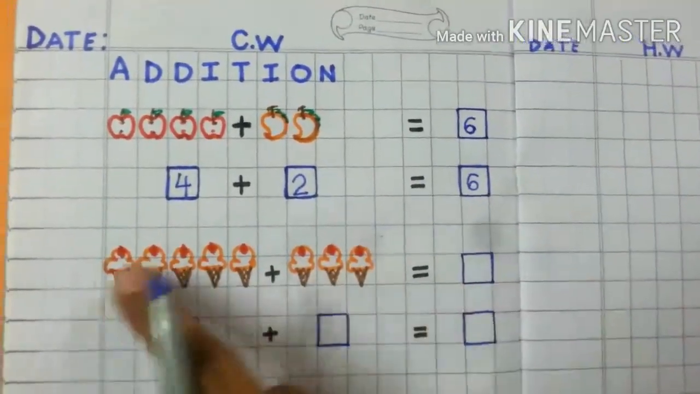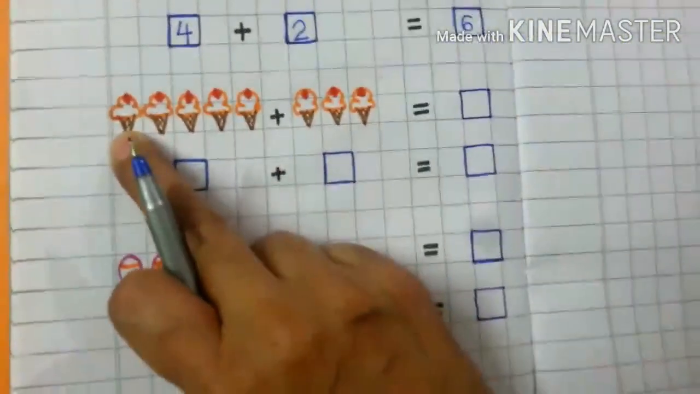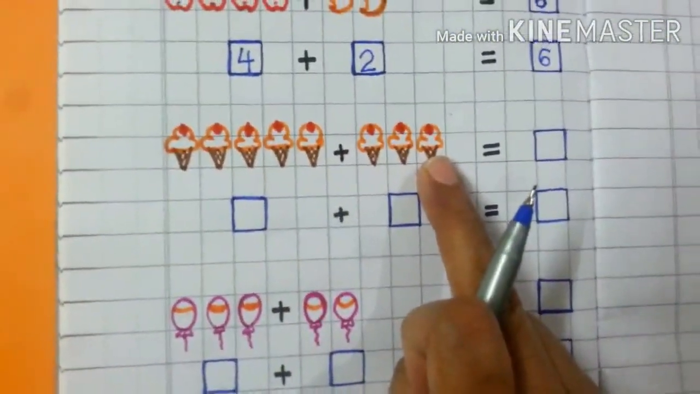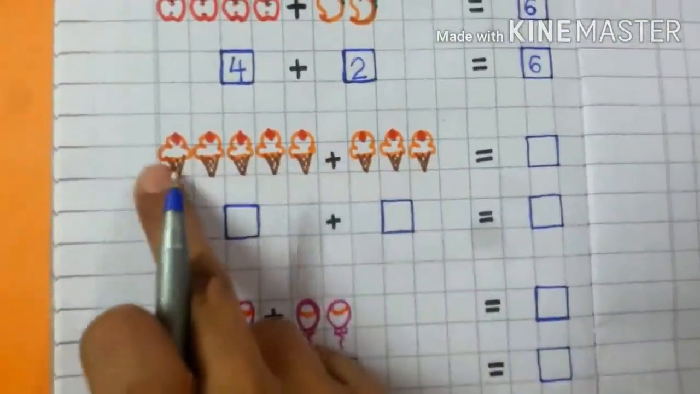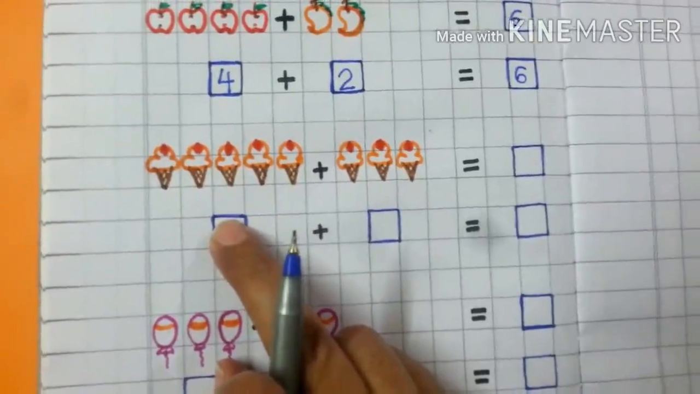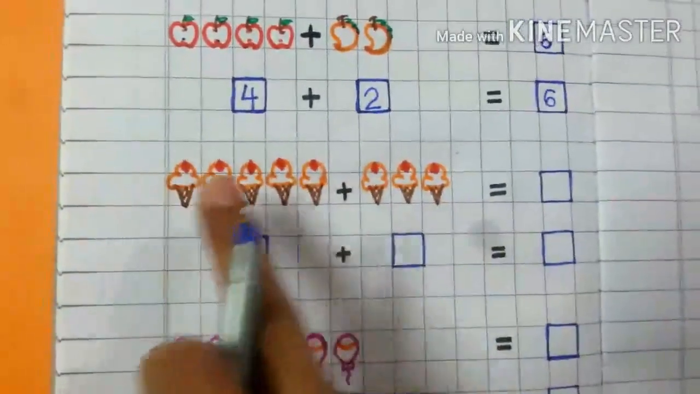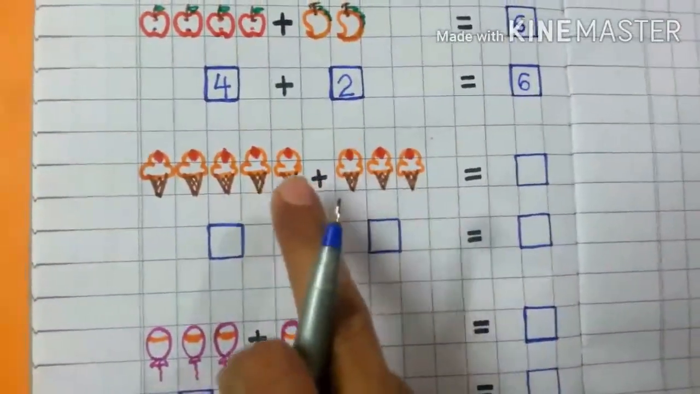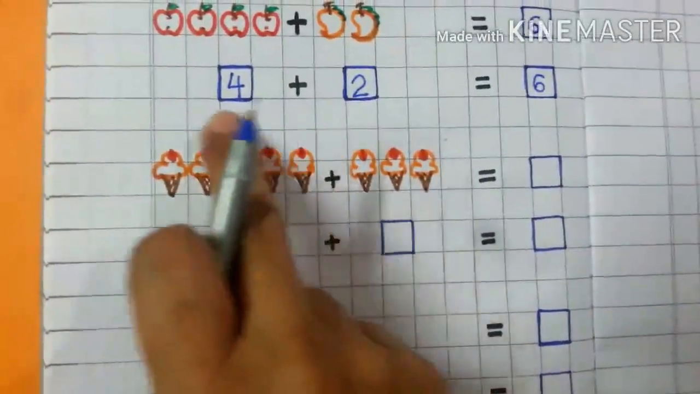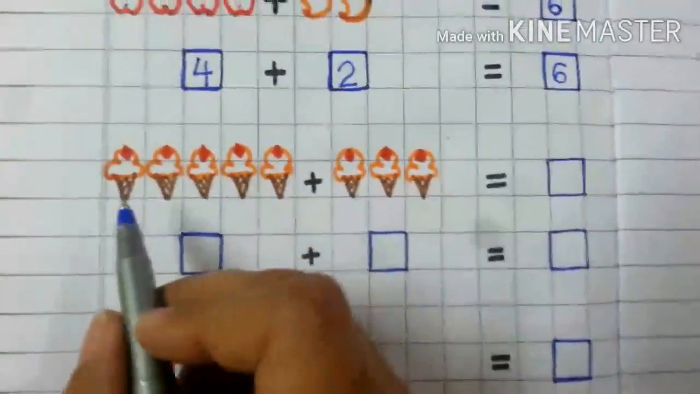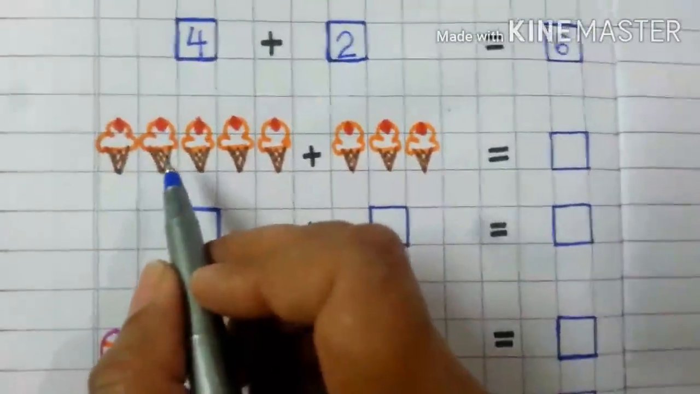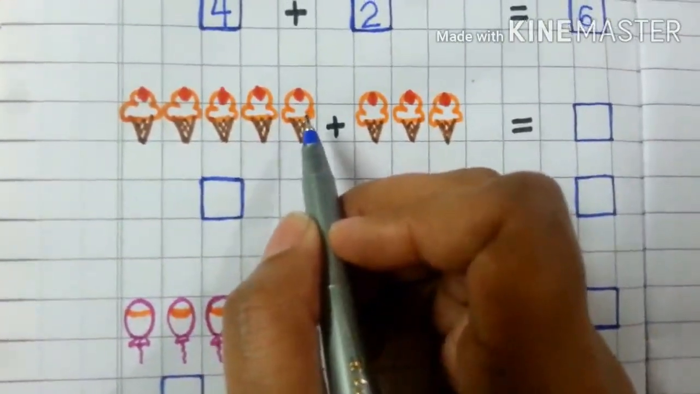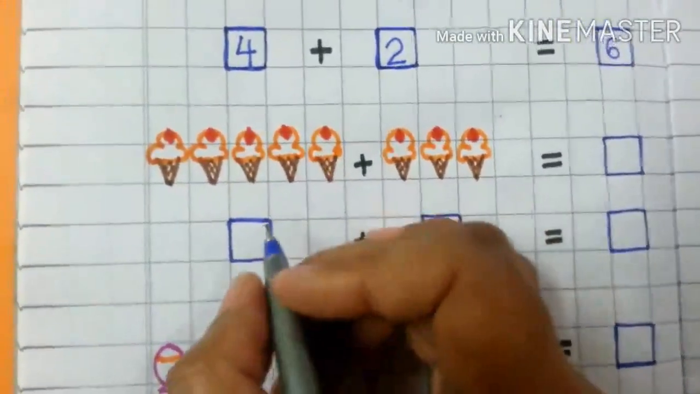Now come to second problem. Here we have ice creams. Let's count how many ice creams we have. We have ice cream in 2 groups. First group, second group. So first we will count first group of ice creams. Let's count with me. 1, 2, 3, 4, 5. We have 5 ice creams.